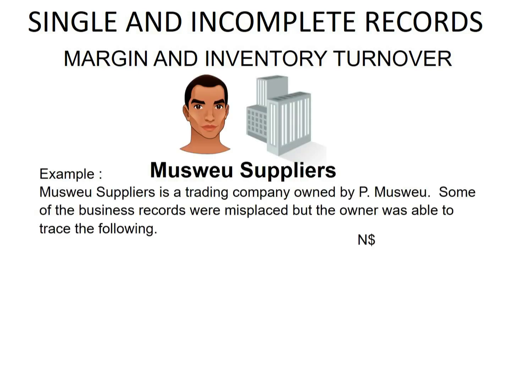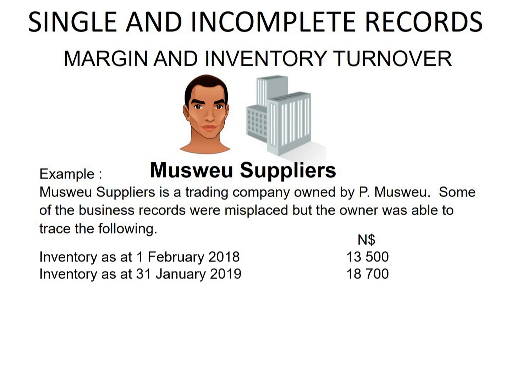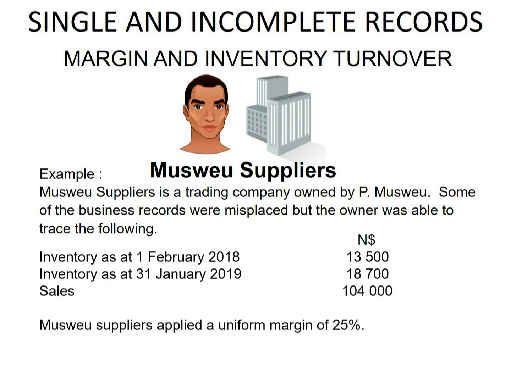In our example, we have Muswell Suppliers. Muswell Suppliers is a trading company owned by P. Muswell. Some of the business records were misplaced, but the owner was able to trace the following. Inventory as at 1 February 2018 was 13,500. Inventory at 31 January 2019 was 18,700. Sales was $104,000, and Muswell Suppliers applied a uniform margin of 25%.